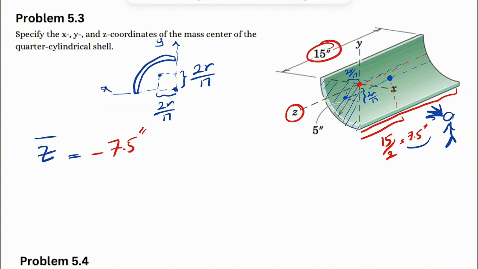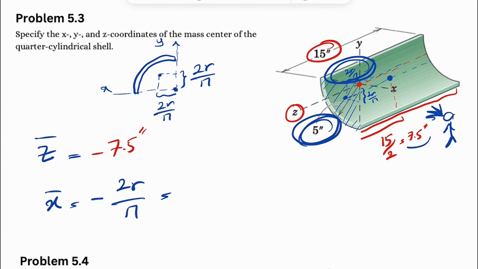For X and Y it's pretty simple. Our X would be this, which we can see again is on the negative side, so it's going to be negative 2r over pi. We have r as 5 inches, so negative 10 over pi. And for the Y, again, we can see that we are on the negative side of Y, so same thing, negative 10 over pi.